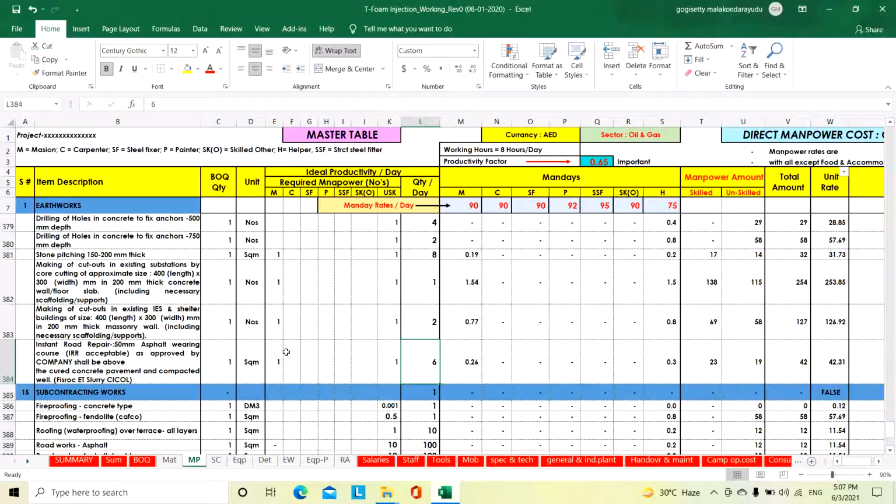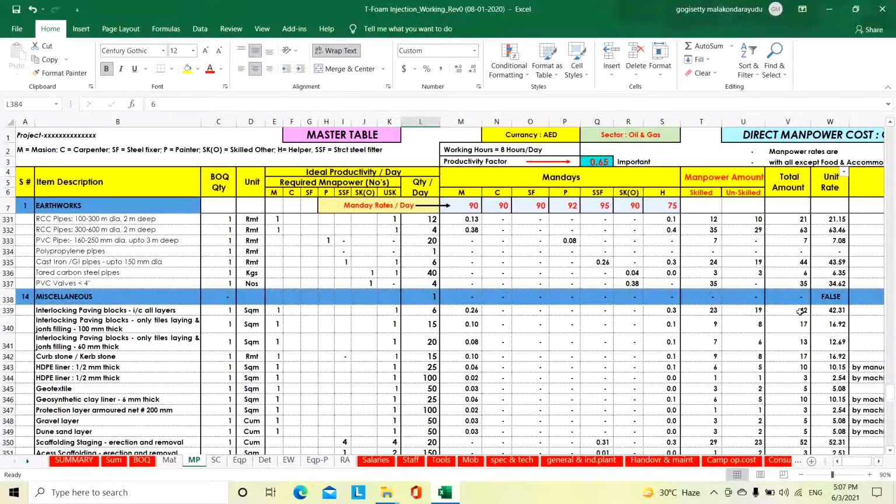So like this we want to consider the productivities and arrive at the unit rates for different activities based on the overall productivity factor. I think with this all the manpower productivities are completed. I hope it will be useful for everybody.